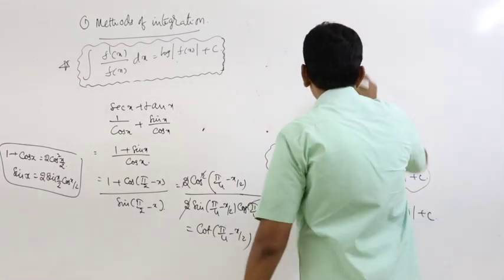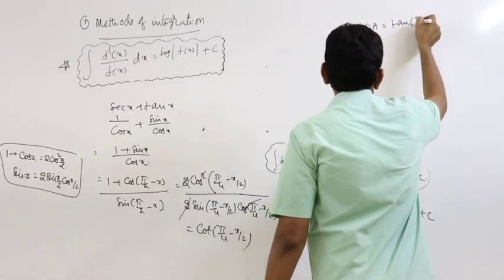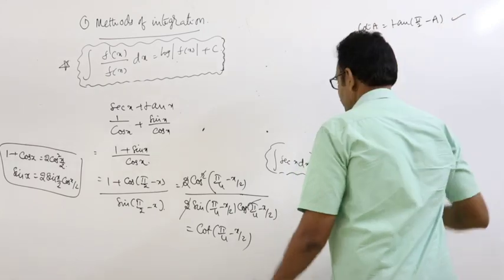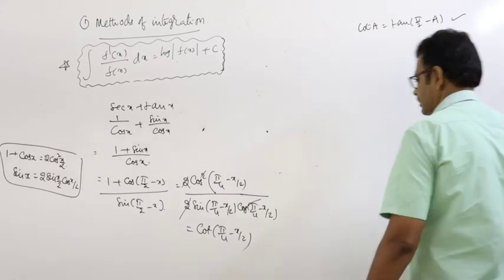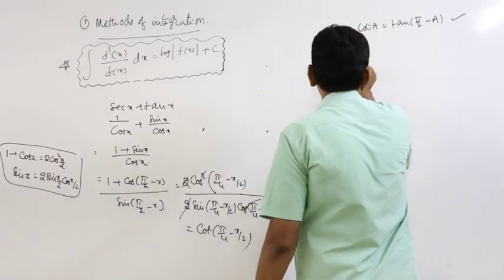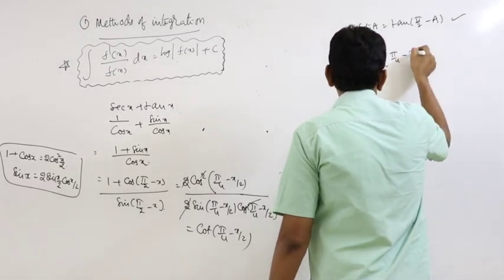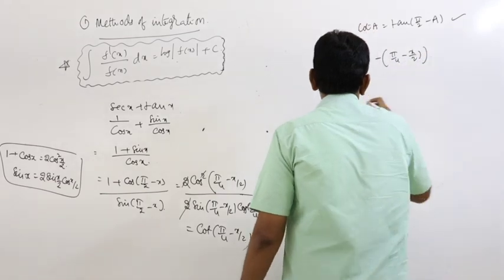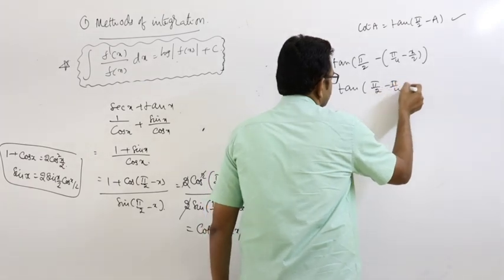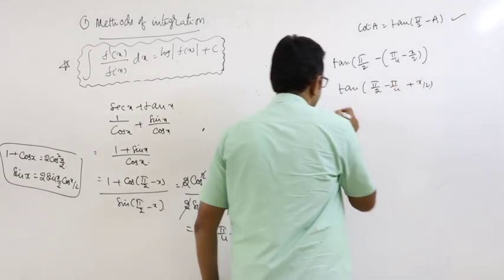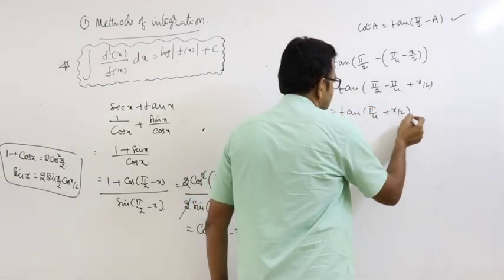So again, cot A is equal to tan of pi by 2 minus A. By using this, that is equal to tan of pi by 2 minus of pi by 4 minus x by 2. So this is tan of pi by 2 minus pi by 4 plus x by 2. Therefore, that is equal to tan of pi by 4 plus x by 2.